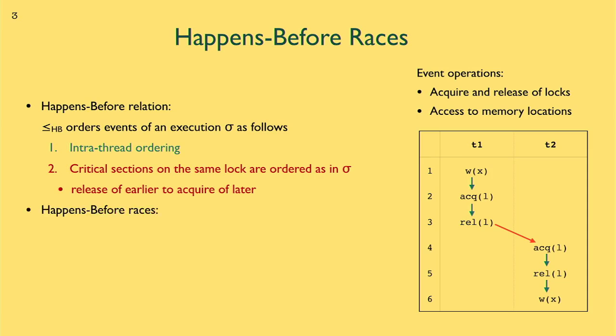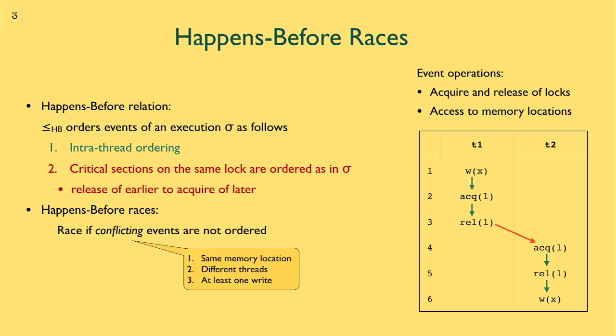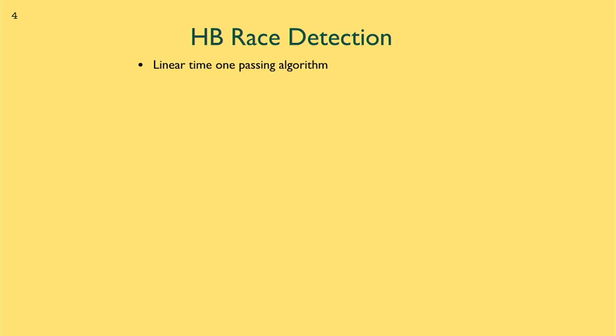Happens-before relations can define data races. We say that there is a race if conflicting events are not ordered by HB. Two events are said to be in conflict if they access the same memory location, they are from different threads, and at least one of them is a write. So in the example here, the 2 writes are in conflict, but they are not in a race because they are ordered by happens-before.